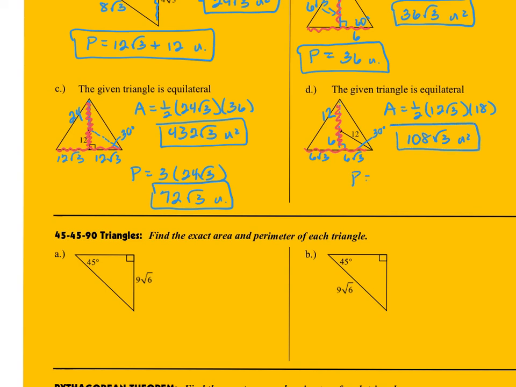The perimeter of this triangle is going to be 3, and the side is 12 radical 3. So it's going to be 36 radical 3 units, because I don't know what these are all labeled in. Okay, so that's our area and our perimeter and working with our equilateral triangles, which is a really, really important skill for you to have.